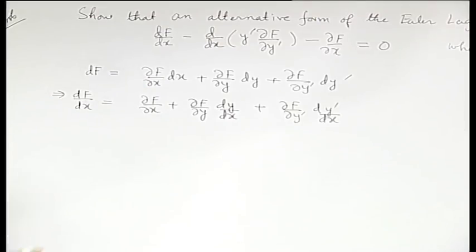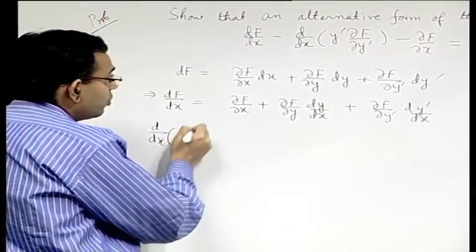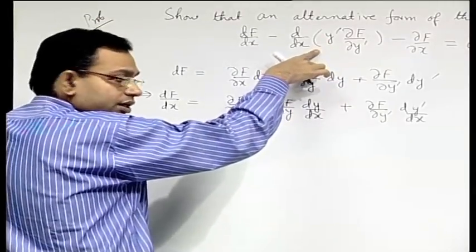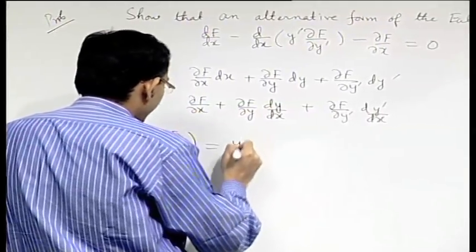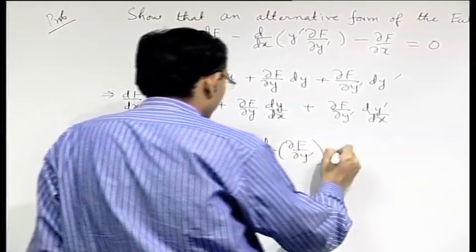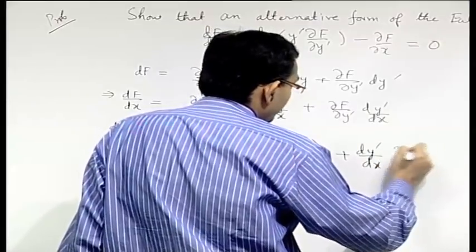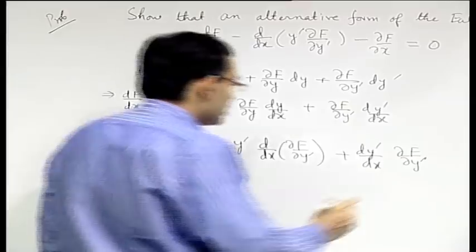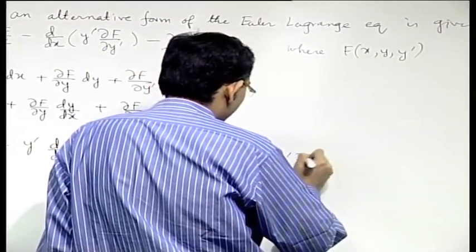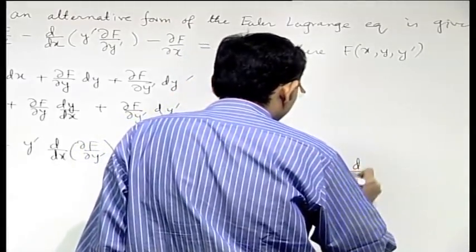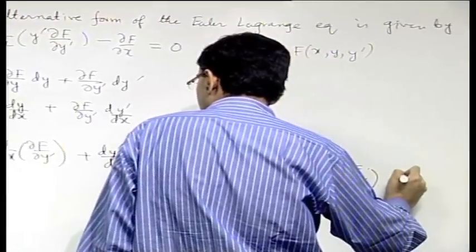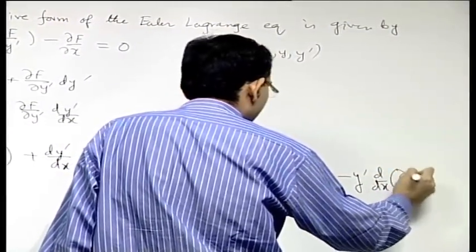We can simplify the last term by noting that d/dx of y dash del f del y dash, which is one of the terms that we have to incorporate in the derived equation, is nothing but y dash into d/dx of del f del y dash plus dy dash dx into del f del y dash, which implies that dy dash dx into del f del y dash is equal to d/dx of y dash del f del y dash minus y dash d/dx of del f del y dash.